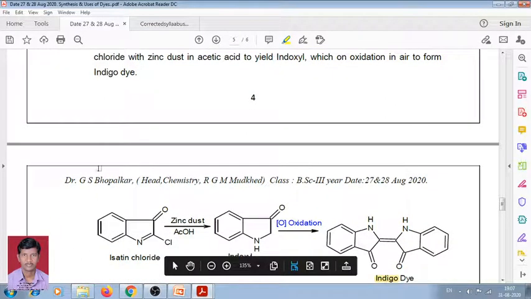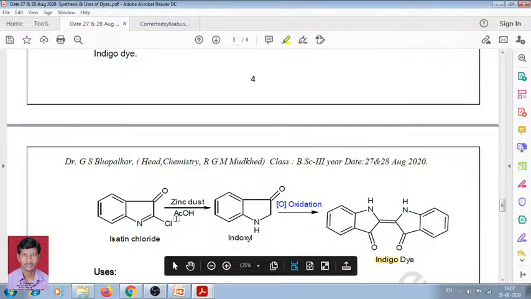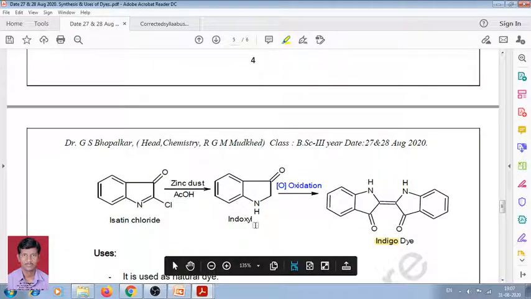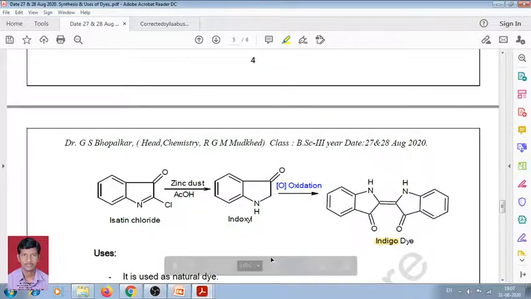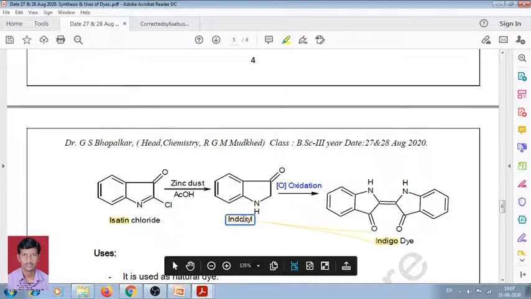This is the structure of acetylene chloride. C double bond O, Cl, benzene with a 5-member ring attached. That is acetylene chloride. When this acetylene chloride is reduced by using zinc dust in acetic acid, a reduction reaction takes place, and it gets converted into indoxyl. This is the name of the compound, that is indoxyl. Cl is removed and the double bond is reduced here. Okay. Now again this indoxyl on oxidation by using oxidizing agents gets converted into indigo dye.